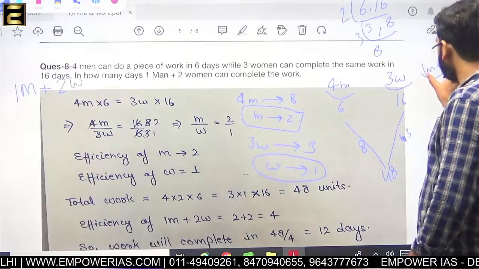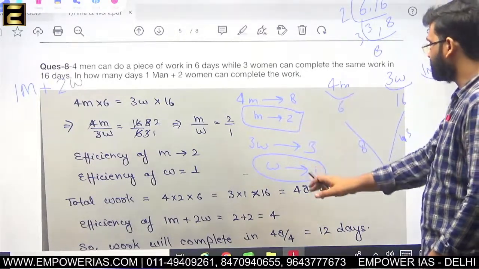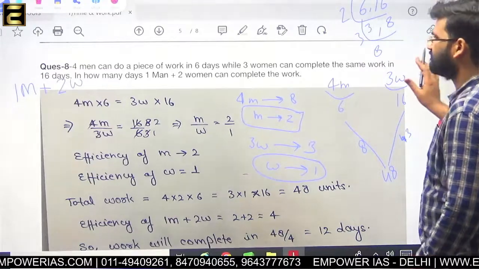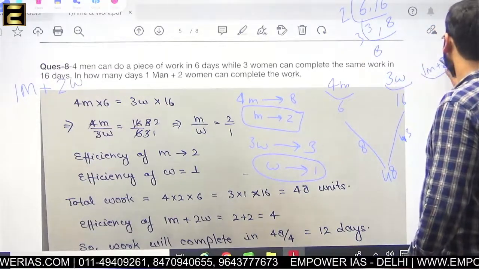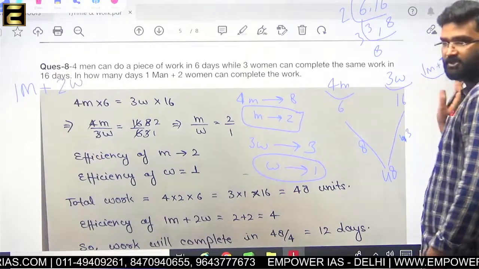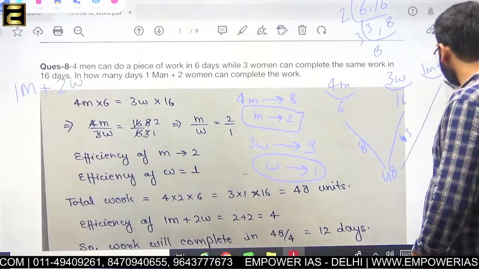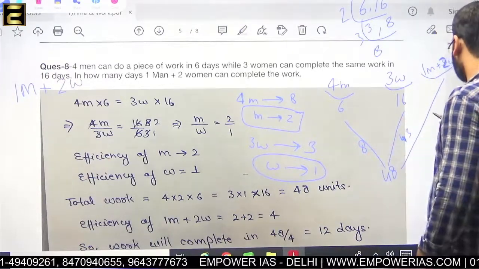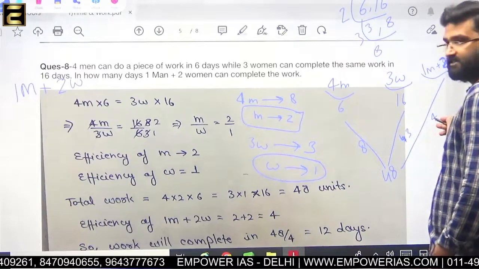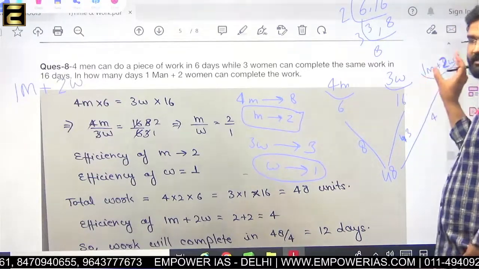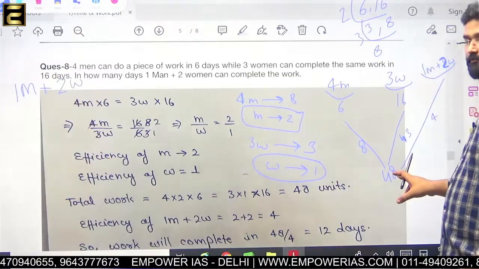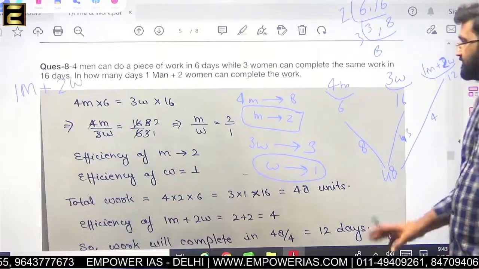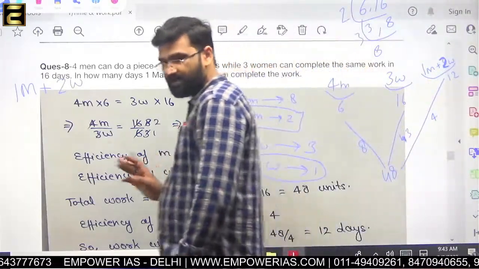But what is the efficiency of this group? 1 man plus 2 women, okay. So the efficiency of this group will be: 1 man is 2, and 2 women means 2, so 4. So 4 is the efficiency of this group. How much time is this group going to take to complete 48 units of work? 12. So we have to write here 12. 12 is the answer. So see, this question we have solved by both the methods.